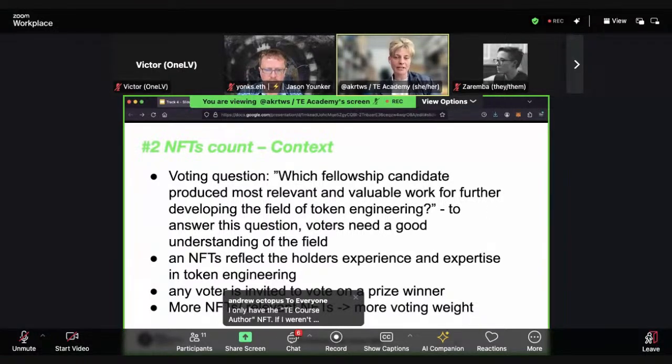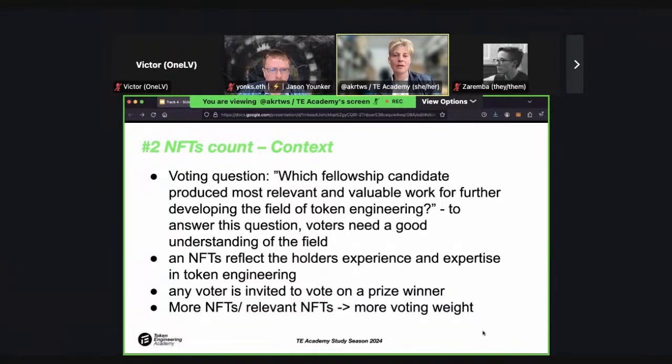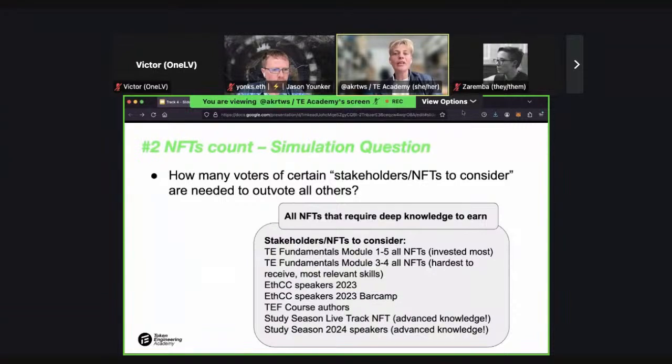Yes, so it's not that we want to straightforwardly exclude students. However, more NFTs should increase voting weight, and relevant NFTs should increase voting weight. And again, we could ask the same question for verification: how many voters of a certain stakeholder NFT group are needed to outvote all others? But for making the NFTs count for this aspect, we would take a look at different groups or different NFTs.